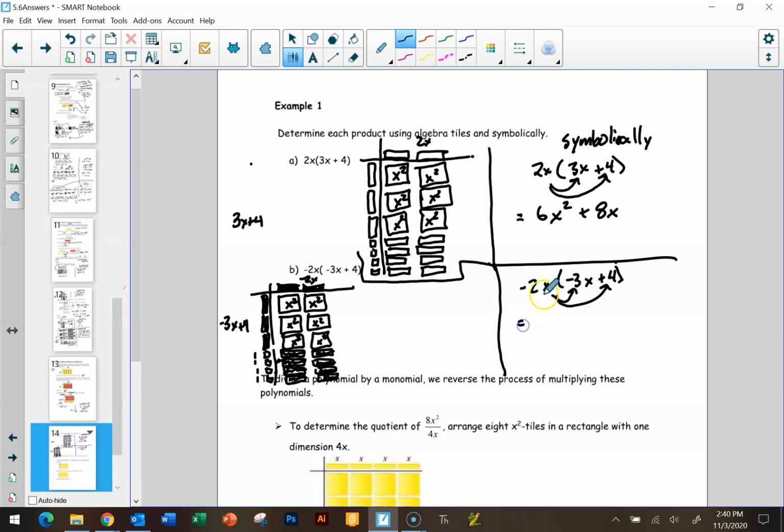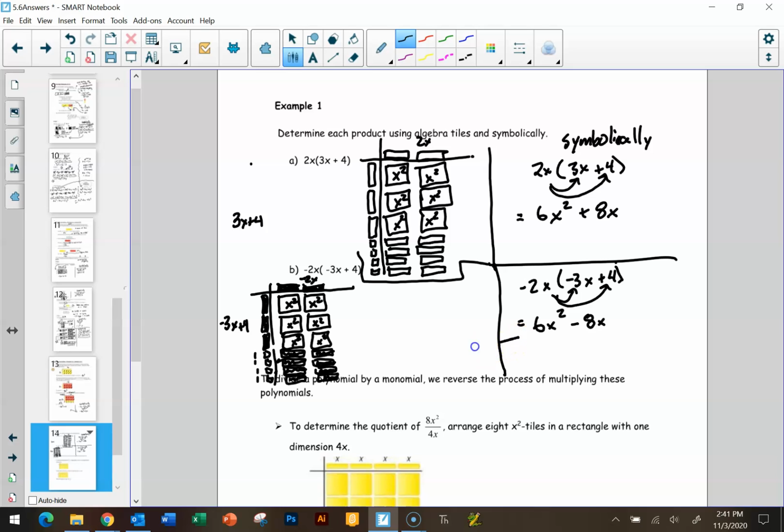So if we're going to distribute a -2 times a -3, we know that's going to be a +6, and an x times an x is x squared. And then we've got a -2 times a +4, so a negative times a positive is going to be a negative, and we've just got the one x there. There we go. Obviously, it's much quicker to do the symbolic version.